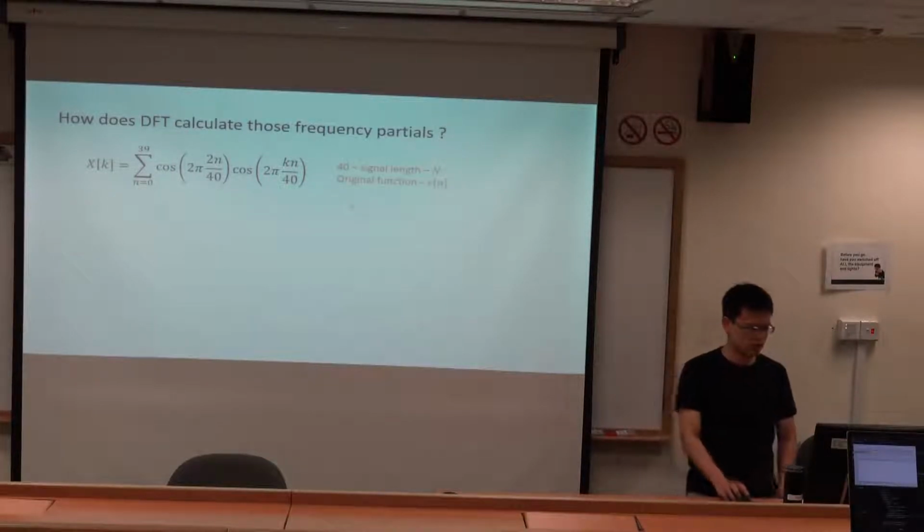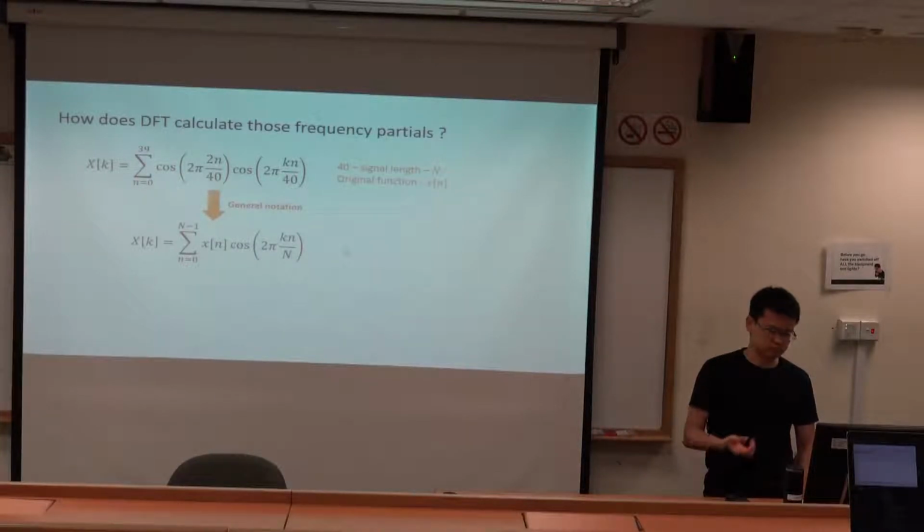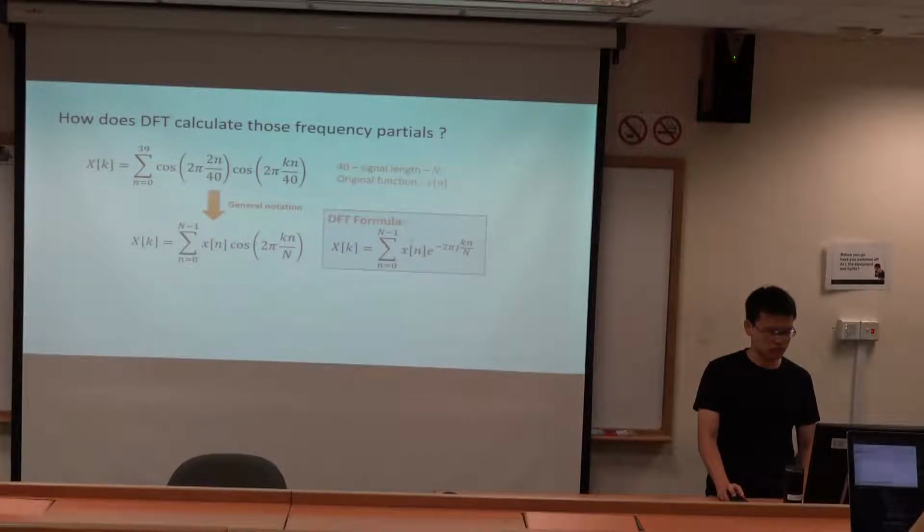And then if I substitute the signal length with capital N, and I substitute the original function with x of n, which means the signal can be any signal of any length, it gives us a notation like this. Now I recall the DFT formula, and I find they are different. If I expand the DFT formula with Euler's equation, we get this.